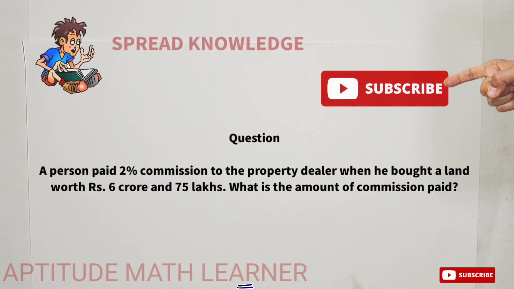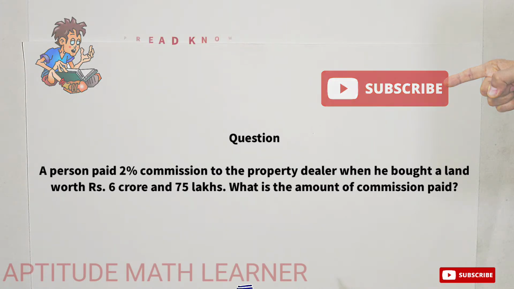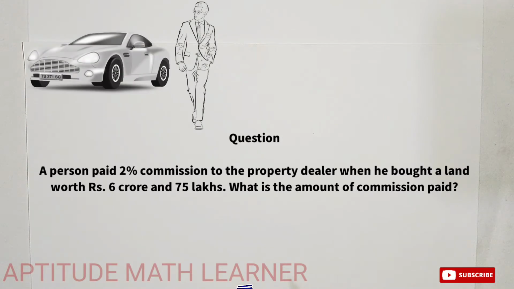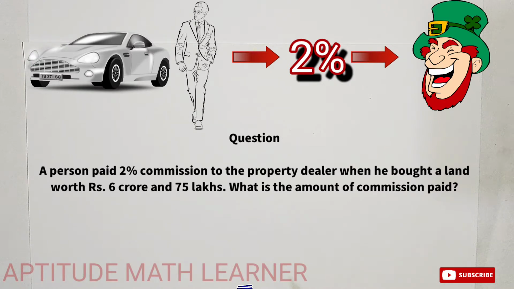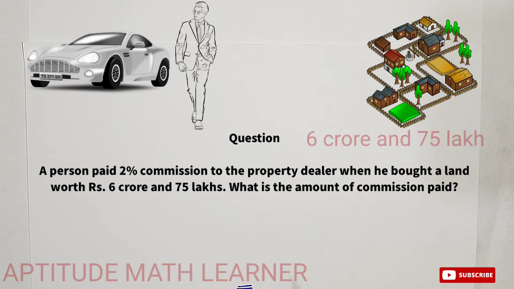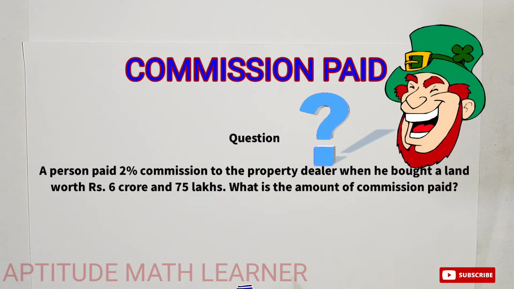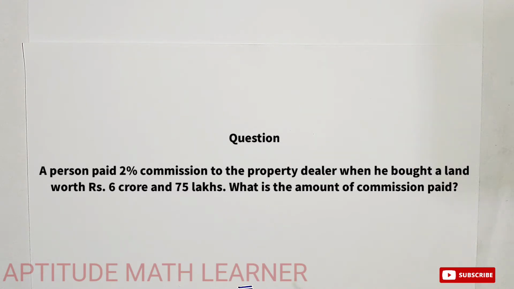Guys, today we have a question related to percentage. The question is: a person paid 2% commission to the property dealer when he bought a land for rupees 6 crore and 75 lakhs. What is the amount of commission he paid? So here we have a person who bought a piece of land, but he also paid 2% commission of his amount to the property dealer.